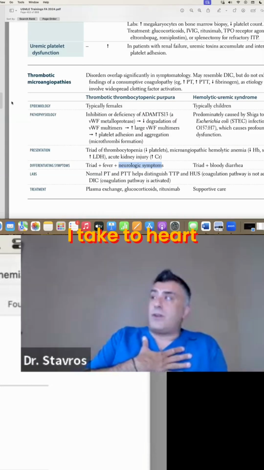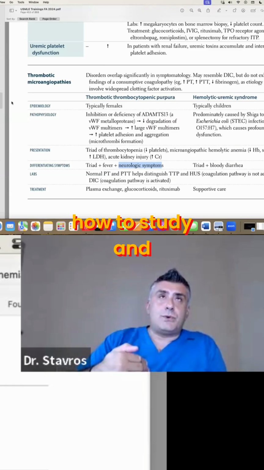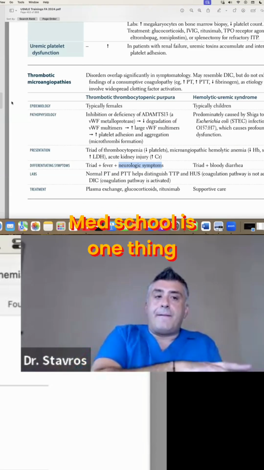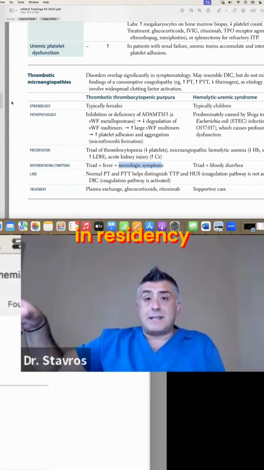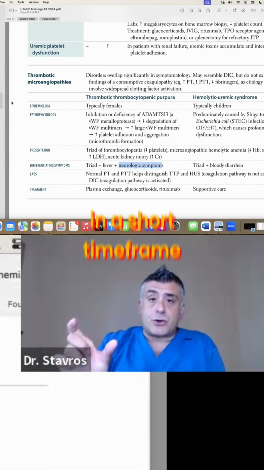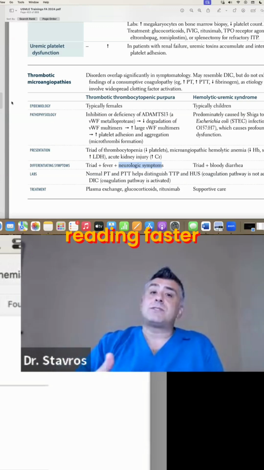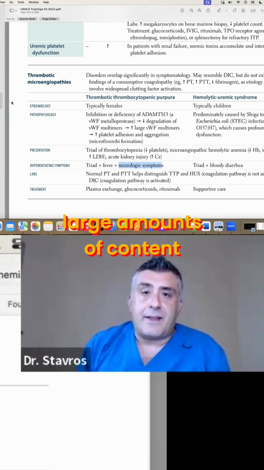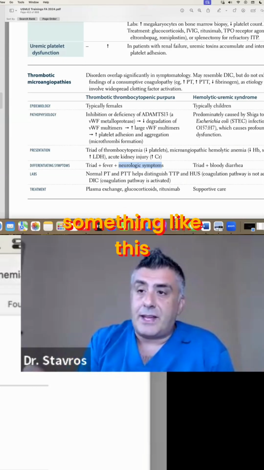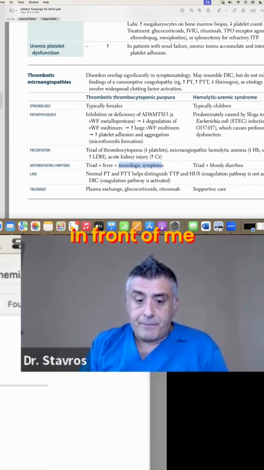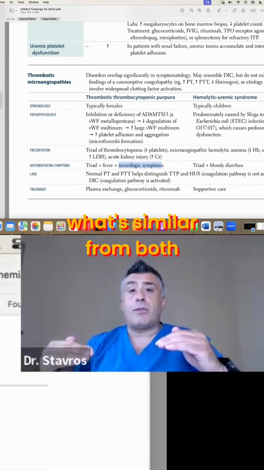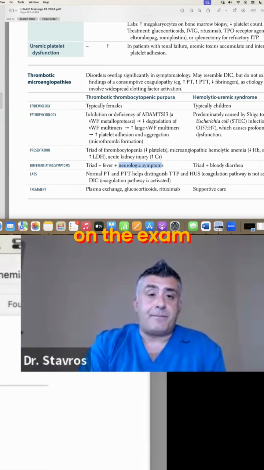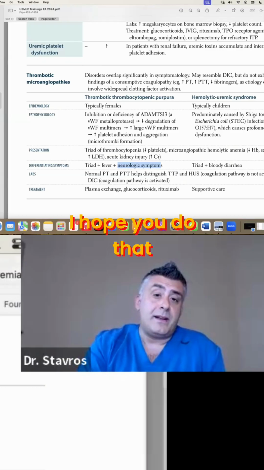So what I take to heart is teaching you guys how to study and prep based upon what you're doing, right? Med school is one thing. This is USMLE prep. And then when you're in residency, you're going to be expected to do a lot in a short time frame. You have to be reading faster, reading better, reading more efficiently, large amounts of content, and being thorough. So something like this, you're like, well, I have two conditions in front of me. I can figure out what's similar from both and how to differentiate each one. And then you'll be able to see that on the exam. Simple as that, guys. I hope you do that. It's going to help you.